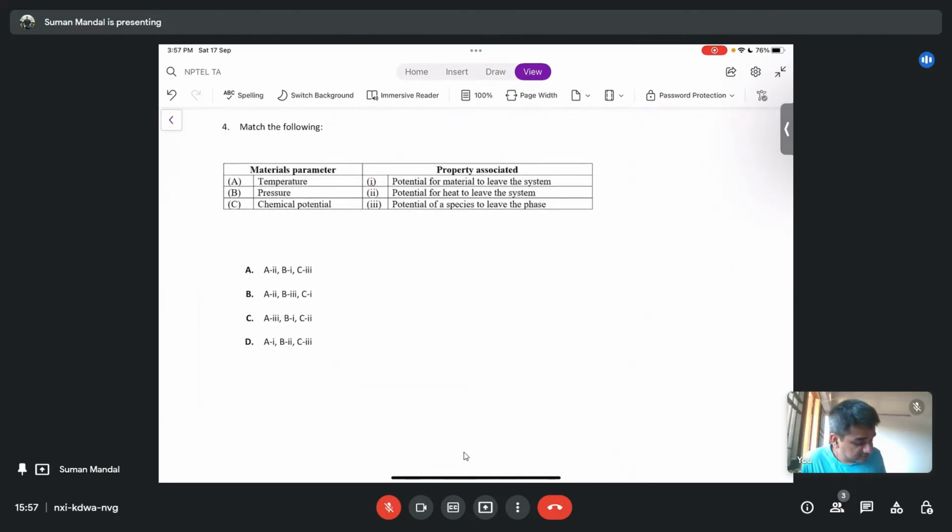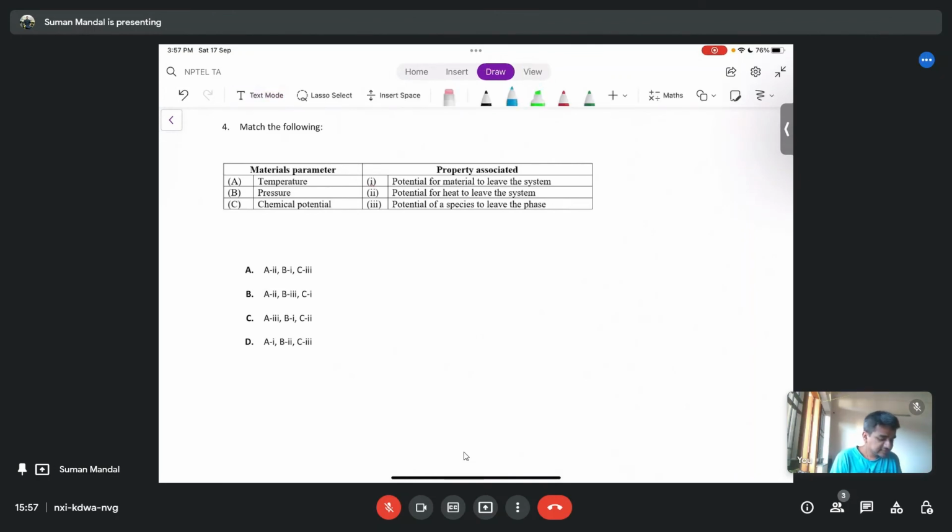Now we have some smaller questions. Match the following. Which of these material parameters is associated with which property? Temperature is potential for heat to leave the system, A is 2. B is 1, pressure, potential for material to leave the system. And C is 3. A2, B1, C3. So the option is A.